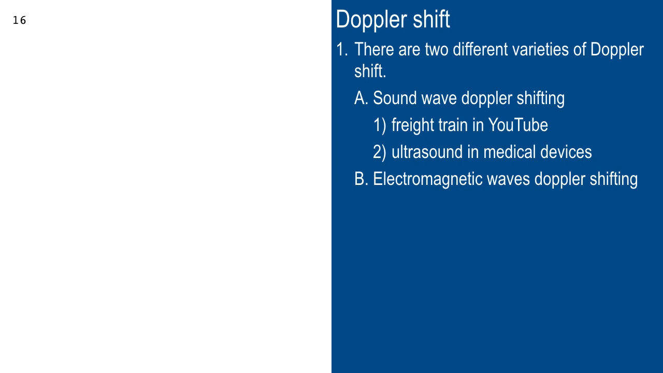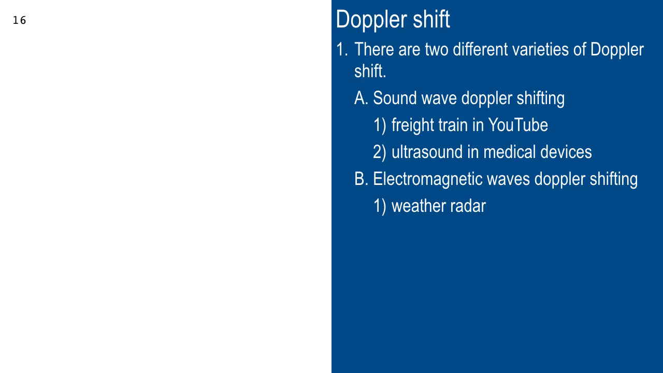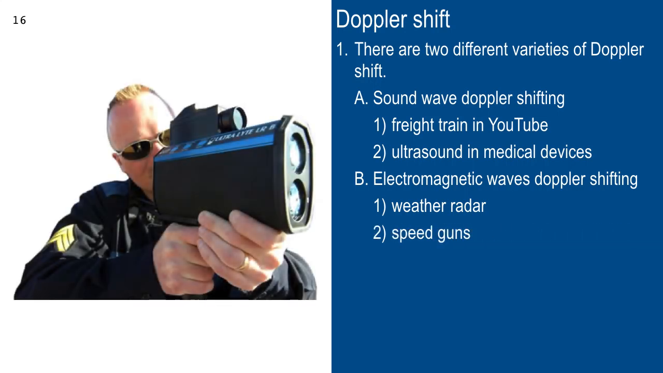Now, electromagnetic Doppler shifting, we use that for radar. I mean, you go to the WFTV Channel 9 Eyewitness News website, they've got a Doppler radar. You can always look up whatever the storms are doing, or not. Sometimes you don't see jack, which is nice. But anyway, so weather radar, speed guns use Doppler shift.